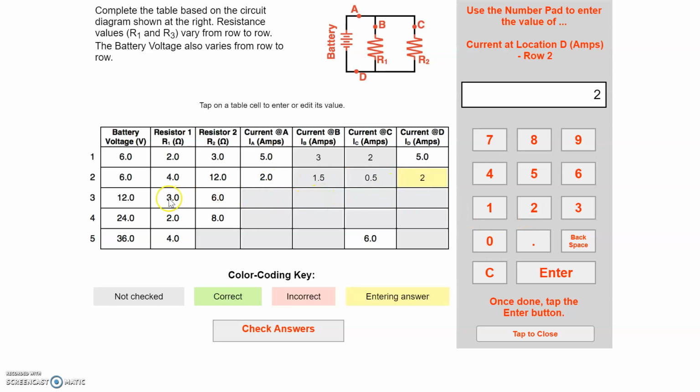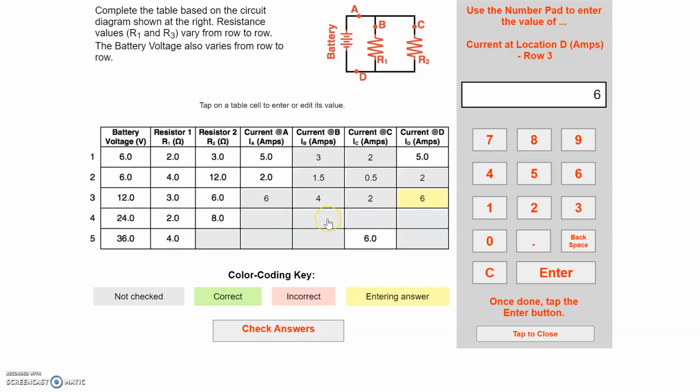Okay, so now they don't give you much of anything, but it's no different though. Down here for the current through B, we're just going to take 12 divided by 3. That gives you 4. Over here, for the current at C, we're going to go 12 divided by 6 and get 2. Well, 2 and 4 gives you 6 and 6. So that's pretty simple.